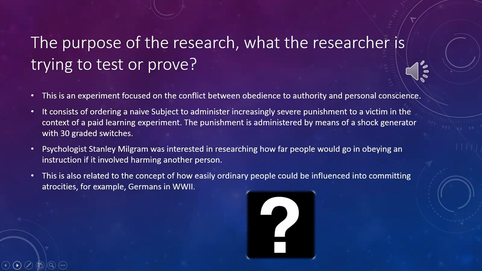This is important because it is also related to the concept of how easily ordinary people could be influenced into committing atrocities. For example, Germans in World War II. Next, Lance Johnson will discuss the research method used by Stanley Milgram.